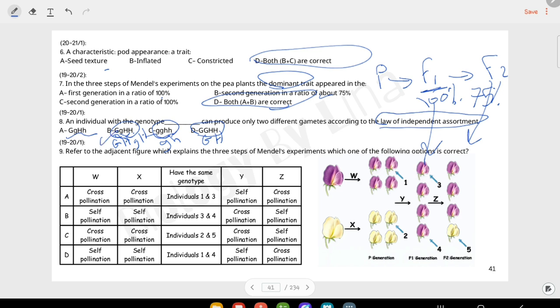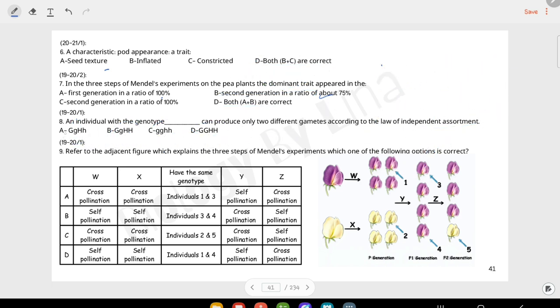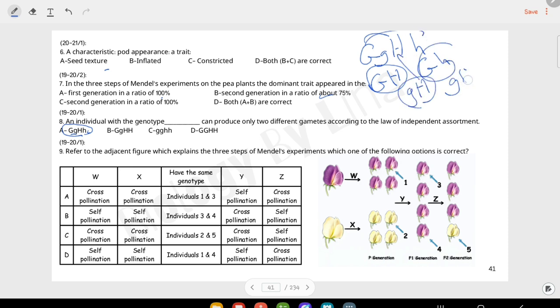What about this one? This one will produce four different types of gamete. Why four? Because whenever the genotype of the parent is heterozygous for both, it can produce four different types of gamete, for example G capital, G small, H capital, H small. So how can we solve it? We have G capital H capital, this is the first gamete. Then G capital H small. Then we have G small H capital, and G small H small. Okay. So which one will produce two different types of gamete? It's when you have this one, heterozygous and homozygous.